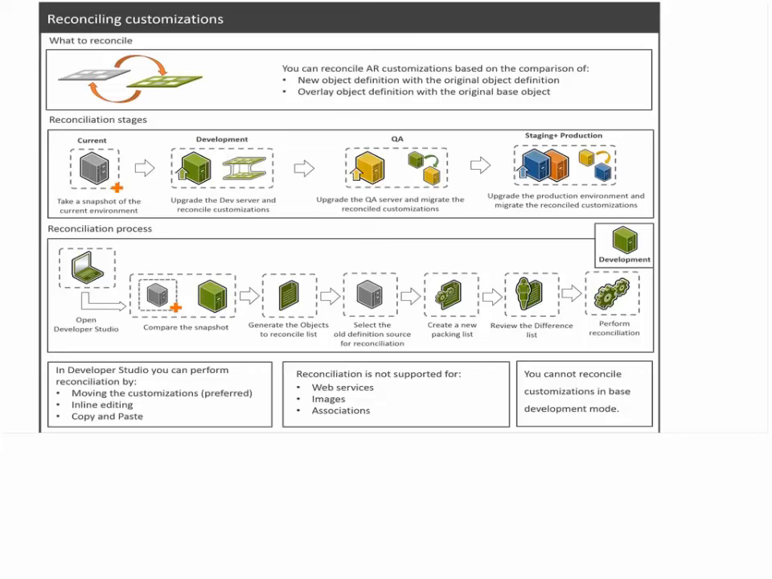So in DevStudio, you can perform reconciliation by moving the customization, which is the preferred way, and basically clicking on that button to move the change. You can also do inline editing for the cases where you have to merge two texts. For example, you want the qualification which is changed by both you as well as BMC during the upgrade, so you want to do a merge of that qualification. So you can use that inline editing. And then you can also use copy paste to move, for example, an action from your old new definition to the overlay.